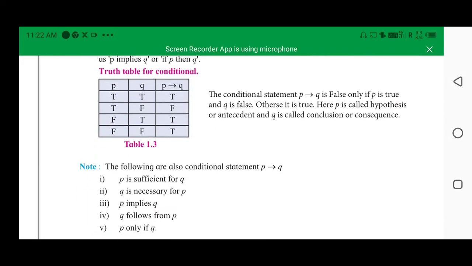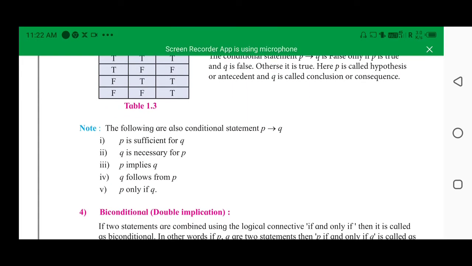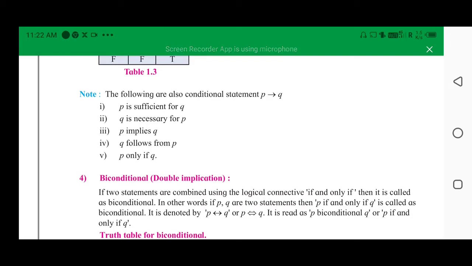A conditional statement can be written as: P is sufficient for Q, Q is necessary for P, P implies Q, Q follows from P, P only if Q. This is how we can write the statement.